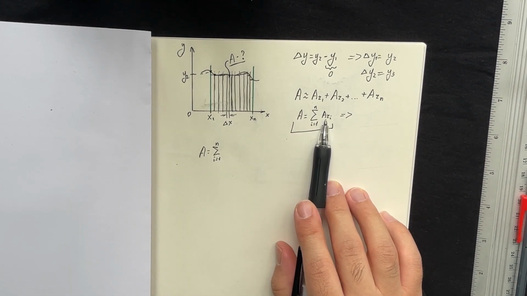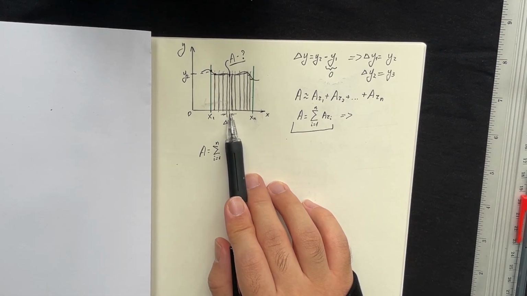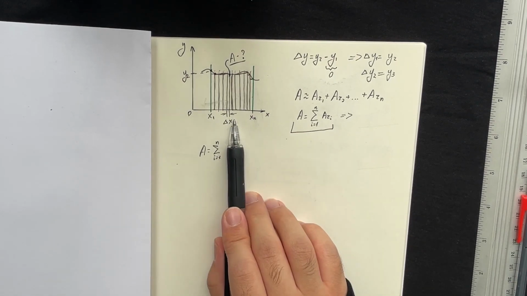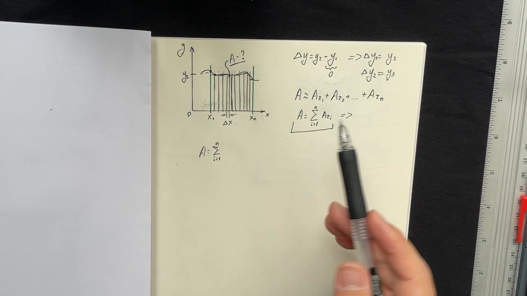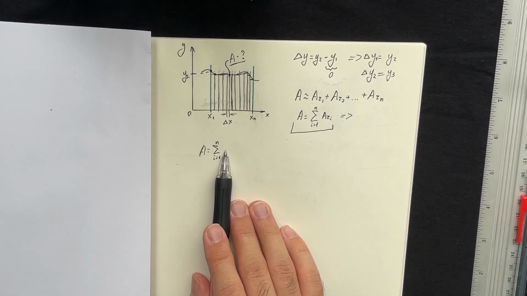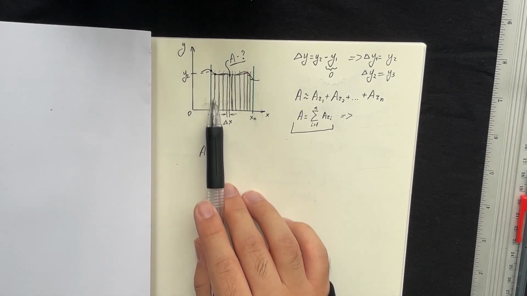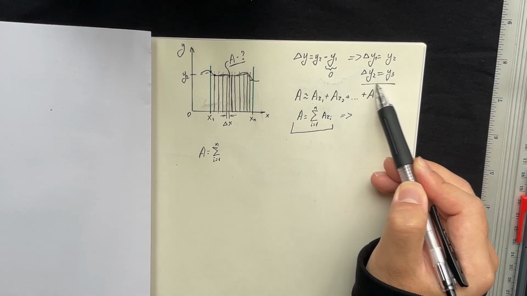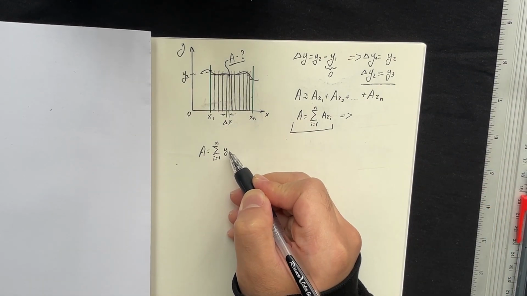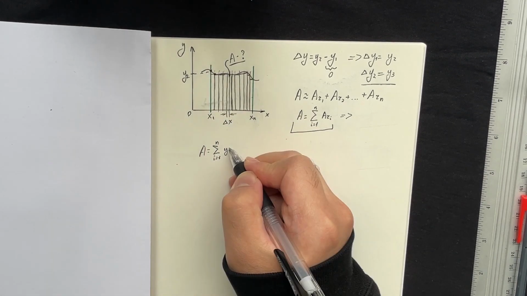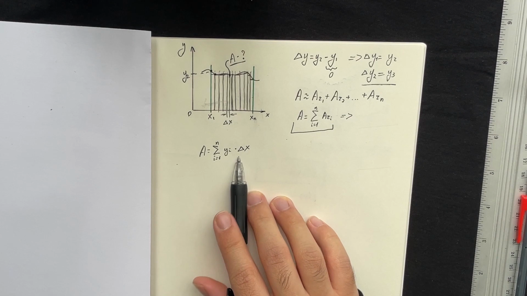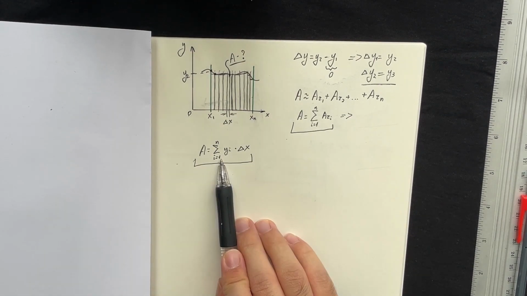So what is the area of a rectangle? The area of a rectangle is width times height, but the width for every rectangle is the same because we said so. So let's first write the height of our rectangle, which we remember from here. It'll be the value of y at every rectangle with an index of i, times delta x, our width. So this formula can be written as this.